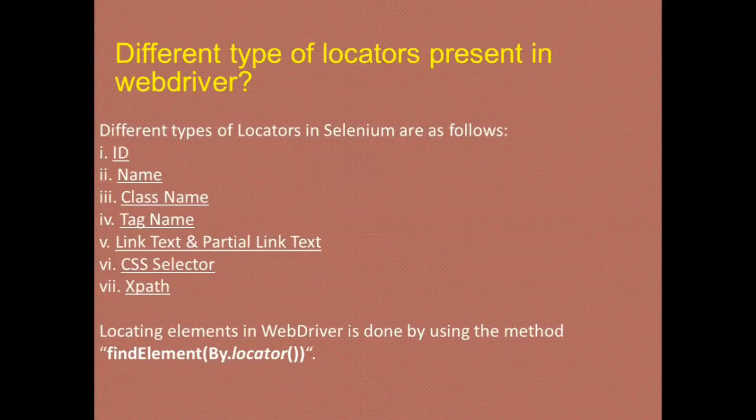Locating the elements in WebDriver is done by using the method findElement by locator. So the locator may be as above: ID, name, class name, CSS selector, tag name, XPath, any of those. Depending on the elements, we can go ahead with that kind of locator.